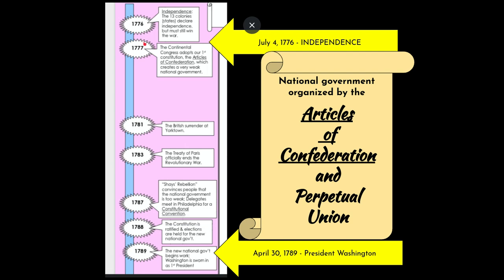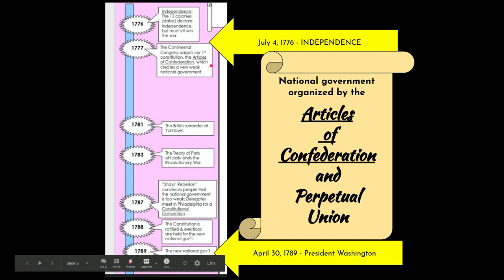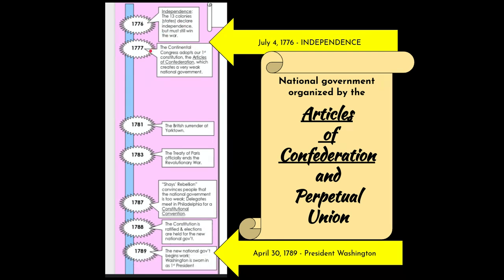Okay, so over here, just looking quickly, take the time. This is a nice, pretty thing to have on your sheet, but there's a reason for it. Take the time to read it. So you see, we declare independence here, 1776, 1777. The Continental Congress adopts the first Constitution, which is called the Articles of Confederation. And if you read on, it creates a very weak national government. So national government, that means the government for all of the 13 states, not just one, not just two, but all 13. Kind of like our national government today makes laws for all 50 states.